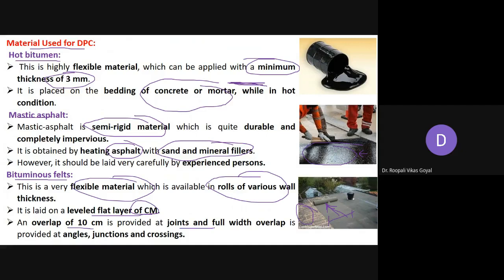So जहाँ पे भी ये दो शीट ज्वाइन कर रहे हैं वहाँ पे minimum 10 centimeter का overlap is to be provided, and full width overlap is generally provided at angles, junctions and crossings. So this bituminous sheets or bituminous felt is also used as a DPC material.